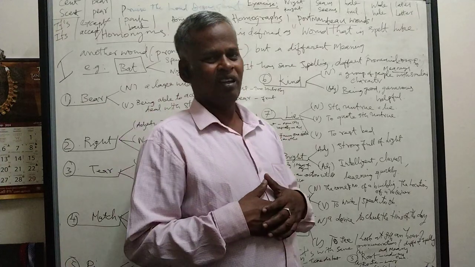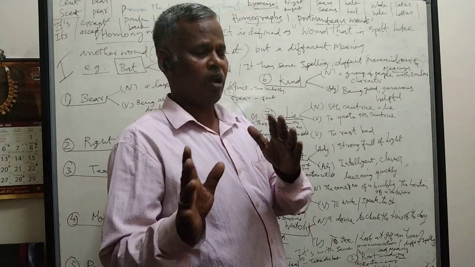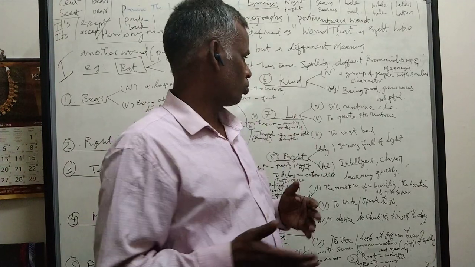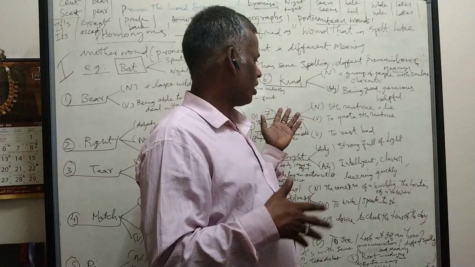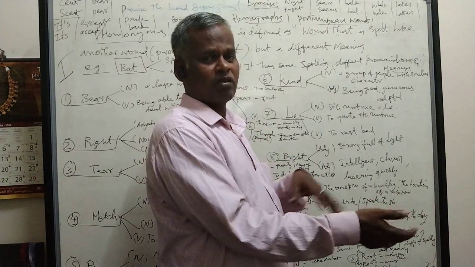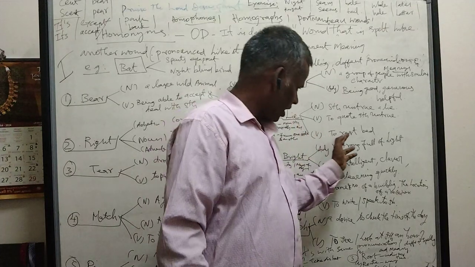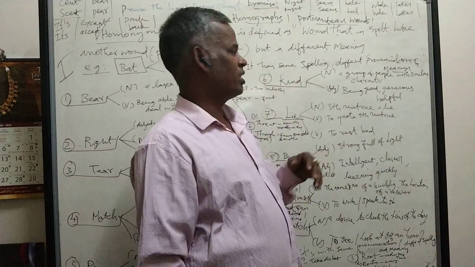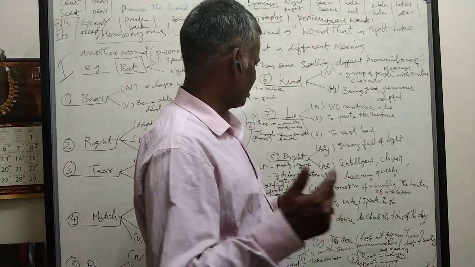Another one is lie. Lie, L-I-E. It denotes something untrue. As a verb, it means to say something untrue: you are telling a lie, you are not telling the truth. Another meaning is to rest on the bed. During the night, we lie down on the bed to sleep. To take rest in the bed is also lie. To say that something is untrue is also lie, a false statement.